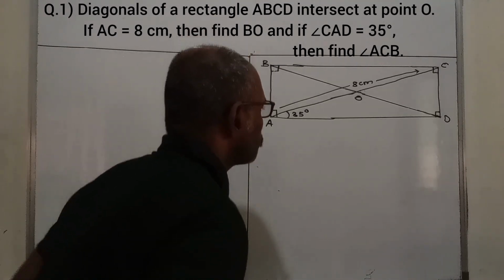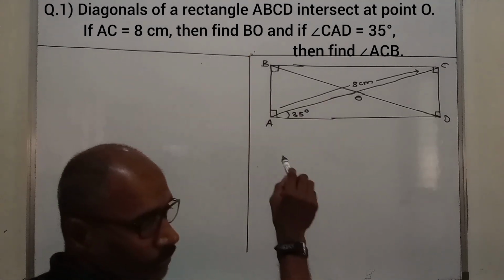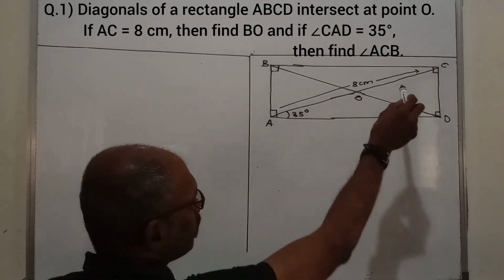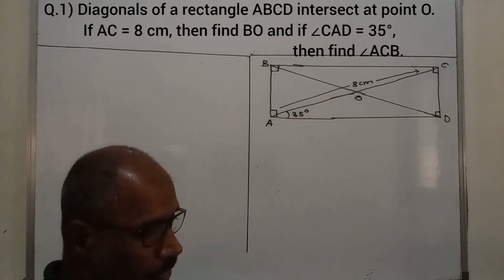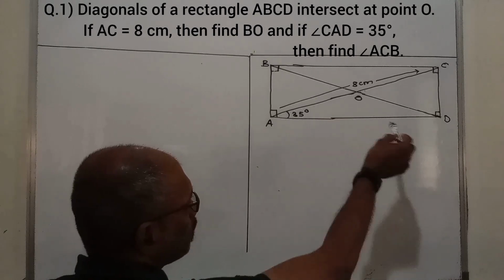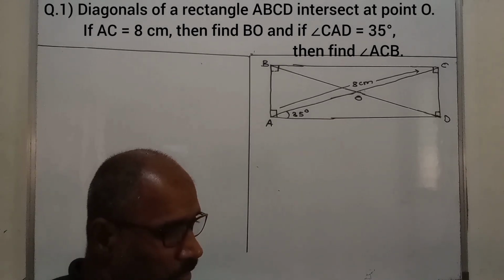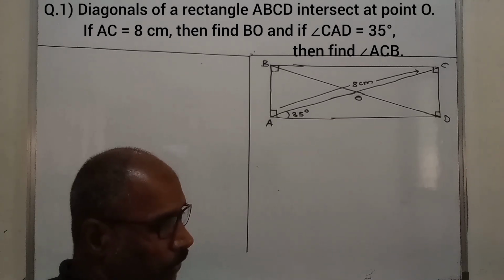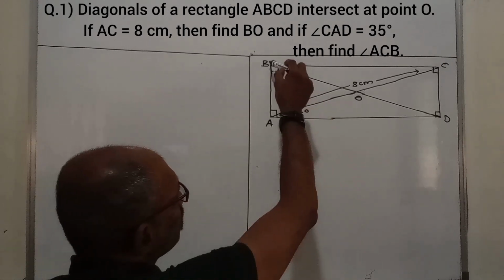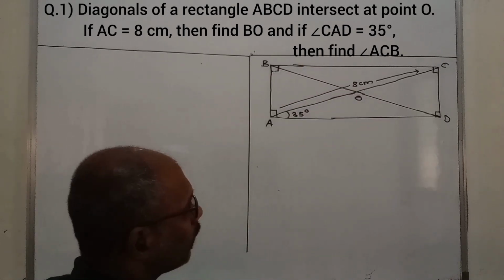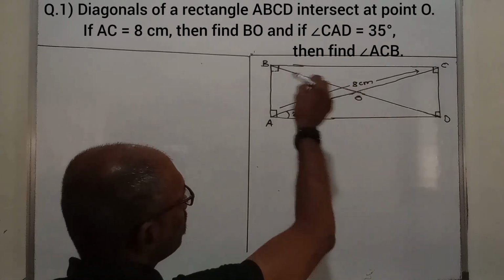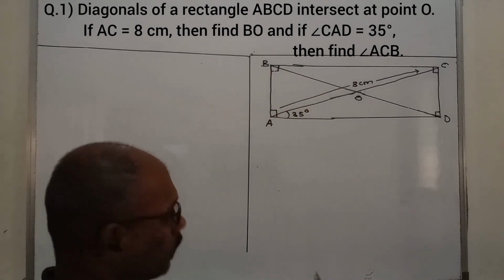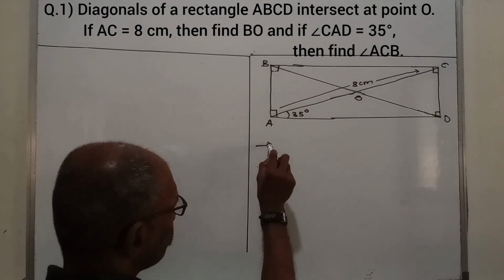In this rectangle, we have given length of diagonal AC and angle CAD. From this information, we will find length of this BO and measure of angle ACB. Okay, now see this here.